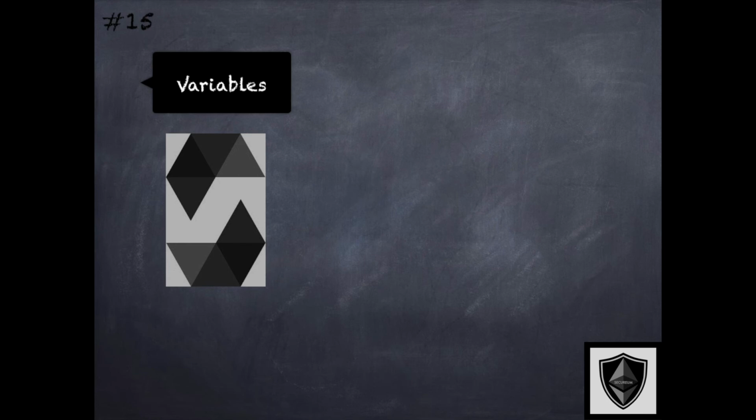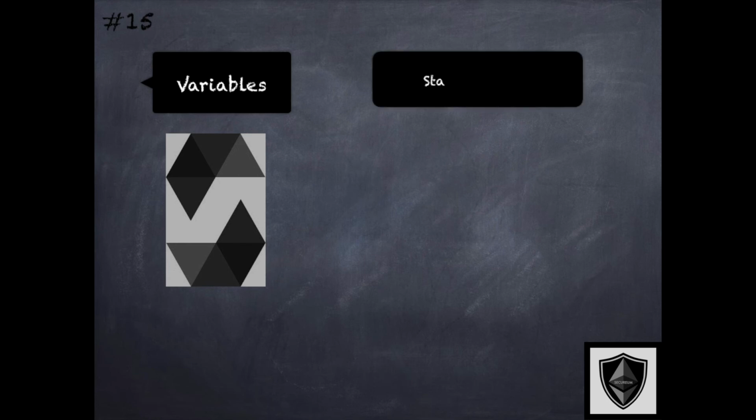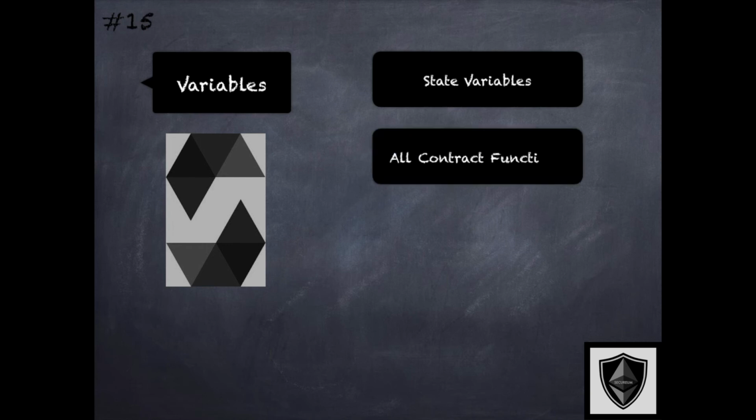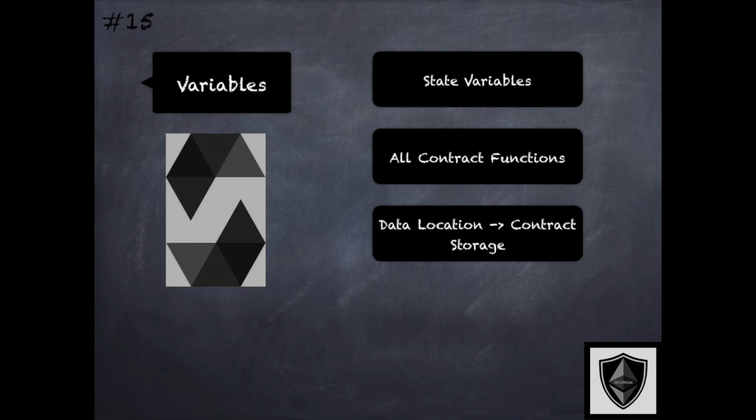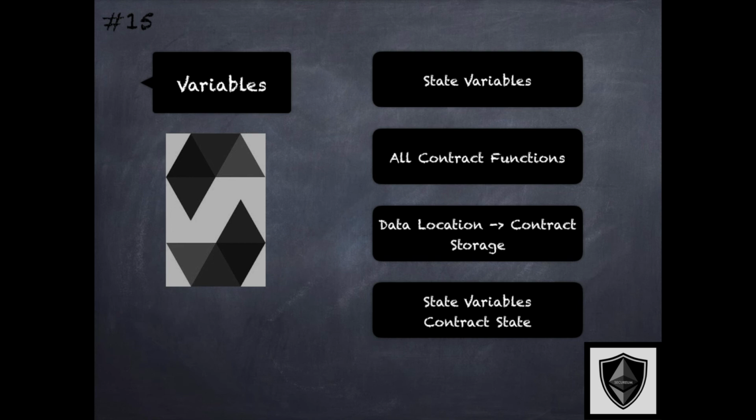State variables are a critical component of smart contracts. These are variables that can be accessed by all the contract functions, and the data location where these state variables are stored is what is known as the contract storage. If you recall from the Ethereum module, the EVM has multiple components. It has the stack, it has call data, then it has the volatile memory, and finally it has the non-volatile storage. This non-volatile storage is where the state variables are stored. And the reason for that is the state variables need to persist across transactions that affect the contract state.